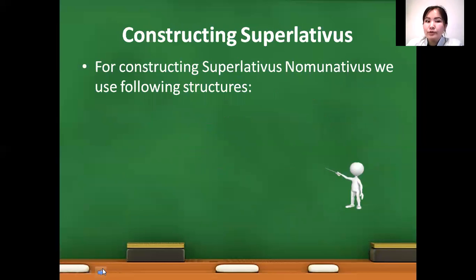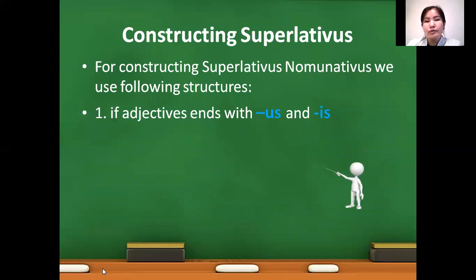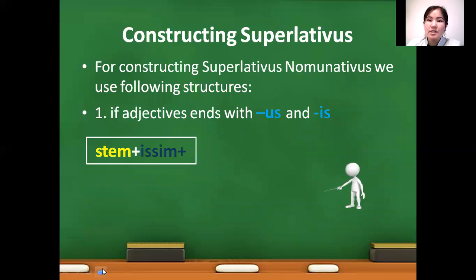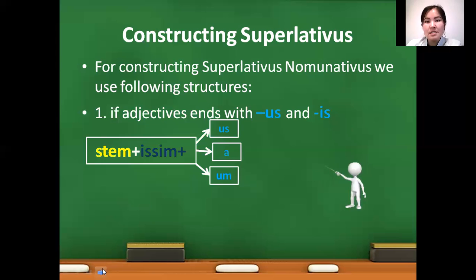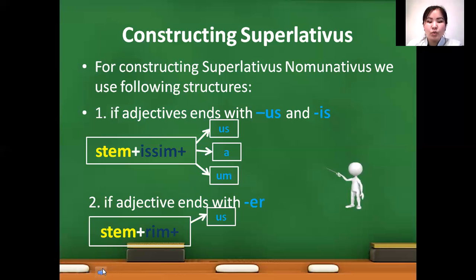Now constructing superlatives. For constructing superlatives in nominativus, we use structures. So for adjectives ending with us, is, we use structure stem plus issim and plus gender endings us, a, um. It means for masculinum superlativus, you will use stem plus issimus. For femininum, stem plus issima. For neutrum, stem plus issimum. If adjective has ending er, in this case, we will use another structure. Stem plus rim plus gender endings us, a, um. So for masculinum, stem plus rimus. For femininum, stem plus rima. For neutrum, stem plus rimum.